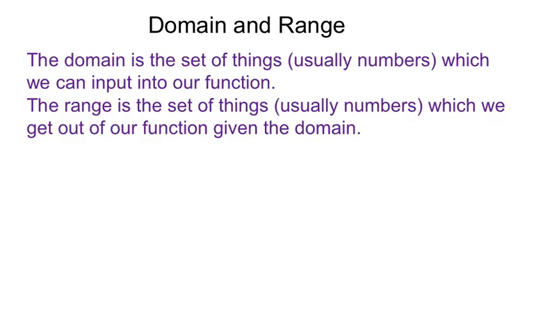In the previous video on mapping diagrams, we briefly mentioned the words domain and range. These are really key terms when dealing with functions. In their simplest form, a domain is the set of things, usually numbers, which we input into our function. This is normally given to us. The range is the set of things, or numbers, which we get out of our function, given the domain. So the domain is given to us, we can put those numbers in, and we work out the range of a function.